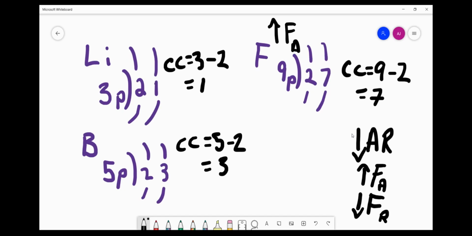Next up, let's look at the force of repulsion. Force of repulsion is due to shielding, which is caused by complete inner shells of electrons. And if I look at these three elements, they are all in the second period, so they all only have one complete inner shell. So there's no difference in the force of repulsion. Fluorine has the highest force of attraction, so we would predict that fluorine would have the smallest atomic radius.